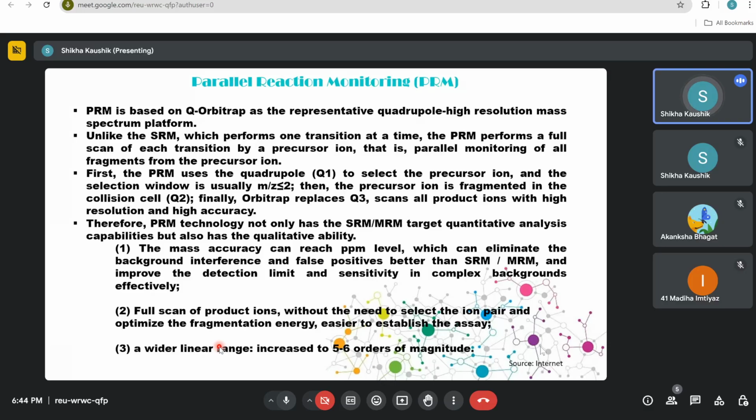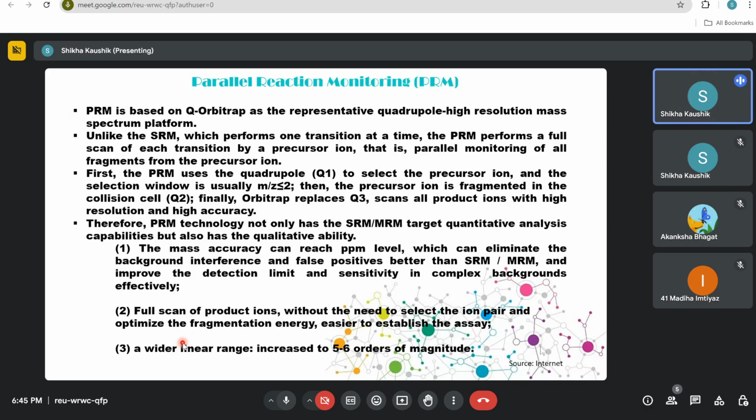A wider linear range, increased to 5 to 6 orders of magnitude. It gives a wider range, and it has reduced complexity and resolved your spectra, but in a wide way, so you can read a lot from a single spectrum. But in the case of SRM, where you are doing selection at each stage, you will definitely have a narrow range of spectra, because you are doing selection.